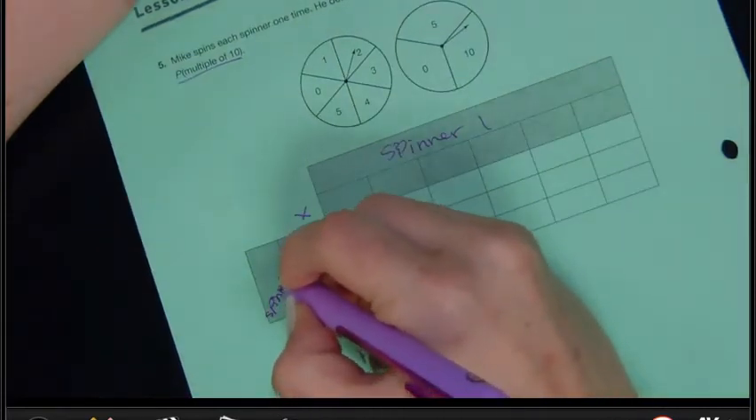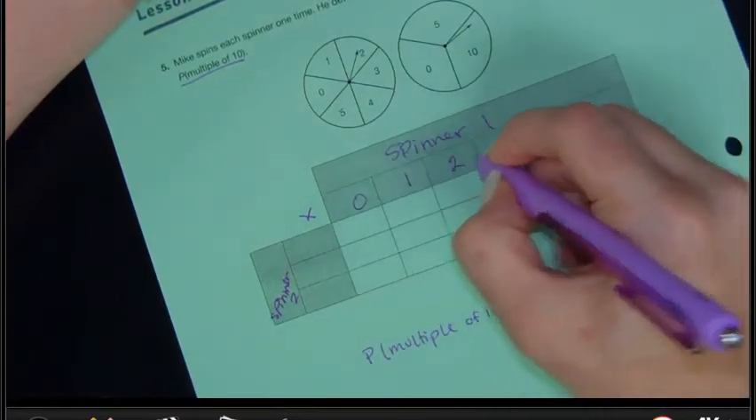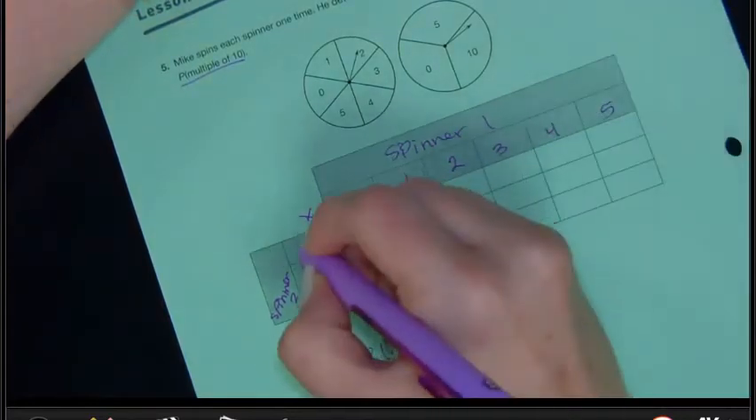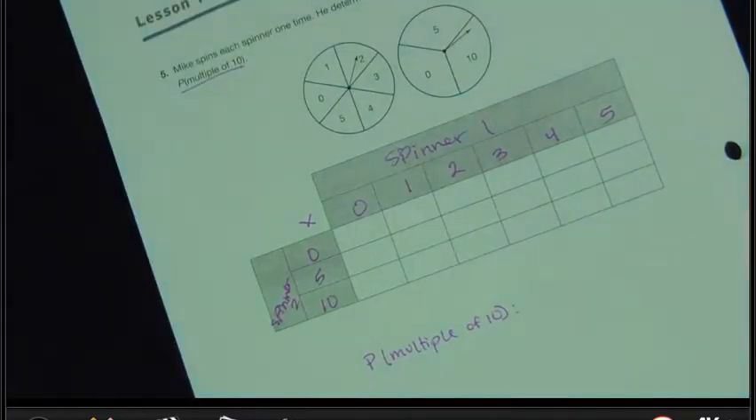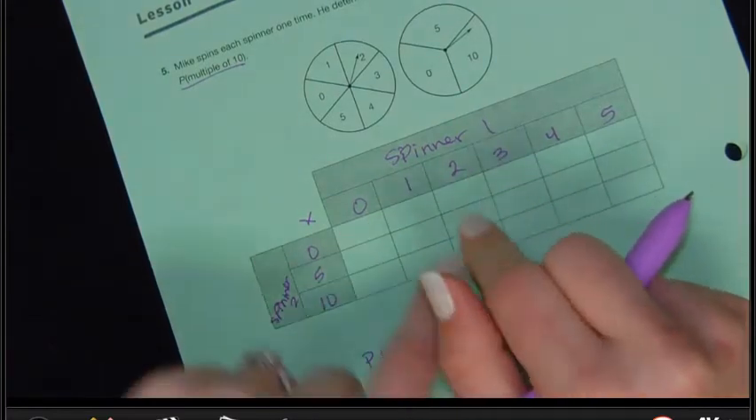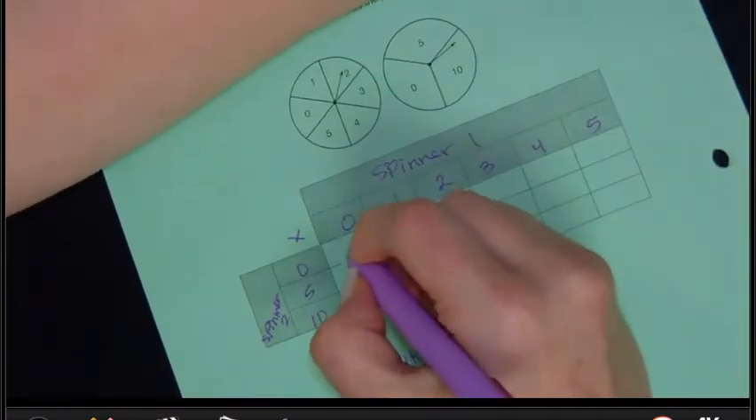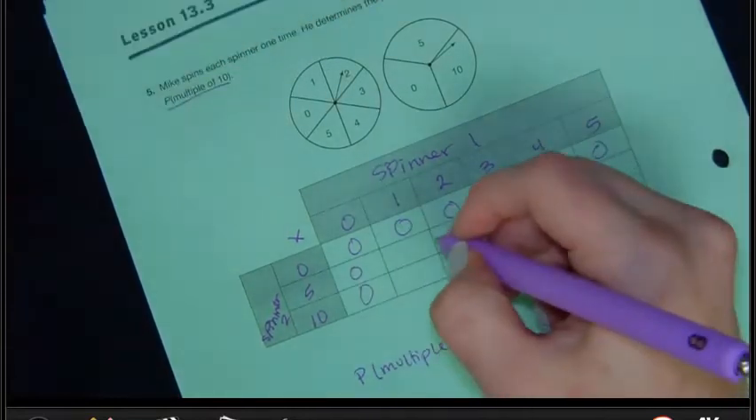Spinner 2. Well, spinner 1, it looks like I have a lot here. So it's going to be 0, 1, 2, 3, 4, and 5. Spinner 2 has 0, 5, and 10. And I'm going to find the product, which means we're going to multiply these two numbers together. So 0 times 0, 1 times 5, 2 times 10, so on and so on. So I have 0, 0, 0, 0, 0, 0, because 0 times anything is still going to be 0.